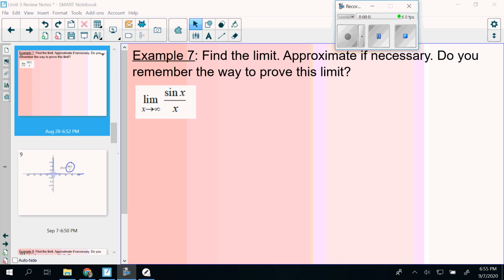All right, find this limit. Approximate if necessary. Do you remember the way to prove this? On this one, our limit's going to infinity. On top we have the sine graph. On the bottom we have x.